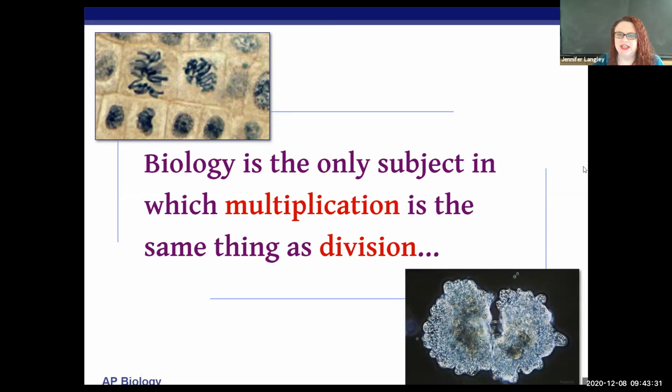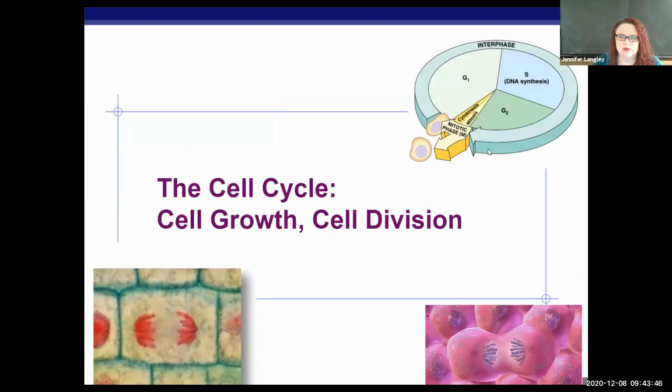All right, so we're going to look at cell division. Biology is the only time that when you use the term multiplication and division, it actually means the same thing. Our cells multiply, meaning getting bigger, by dividing. So the individual cells divide to multiply our numbers. We're going to look at the cell cycle, cell growth, cell division.